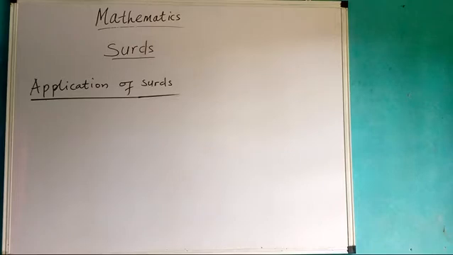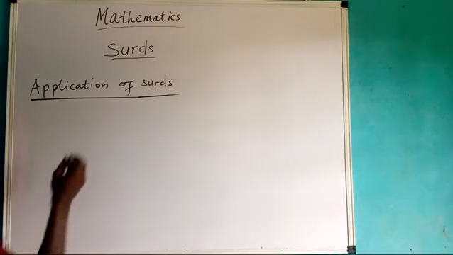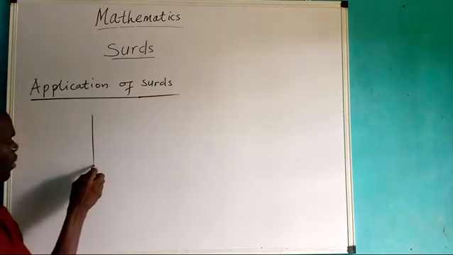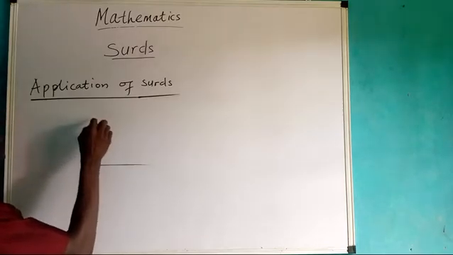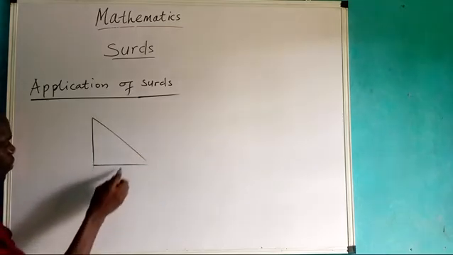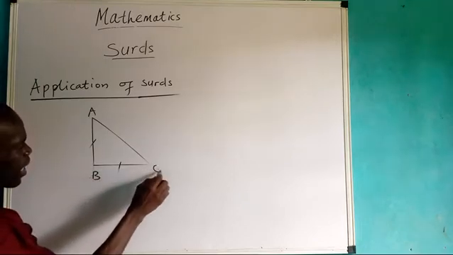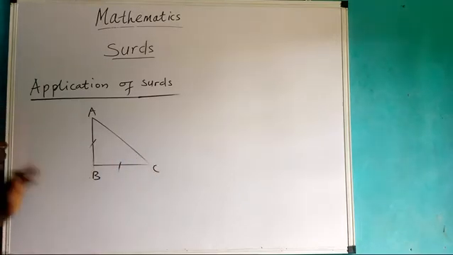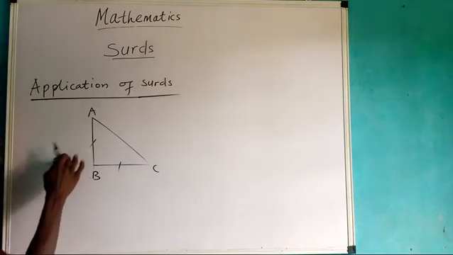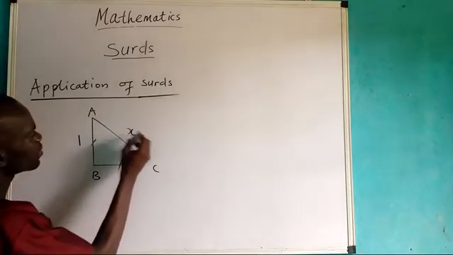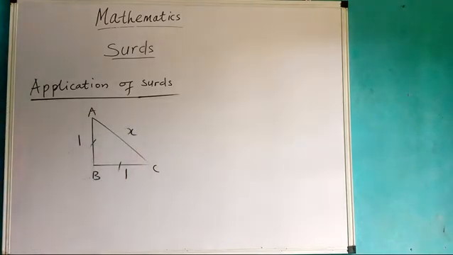Okay, given an isosceles right angle triangle, ABC. And we already know what is an isosceles triangle. It means that two sides are equal. Okay? And AB is equal to BC, and is equal to 1 unit. Please take note, it is equal to 1 unit. AB is equal to BC. And we don't know AC. Therefore, let me use x to represent that very part.